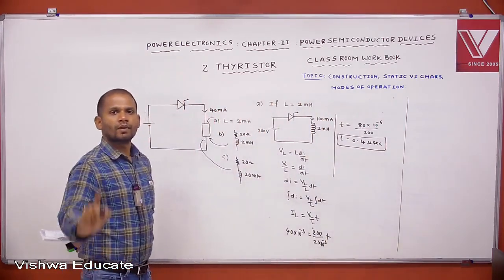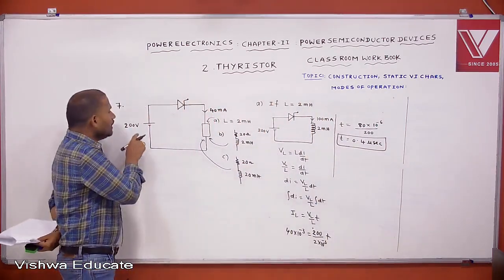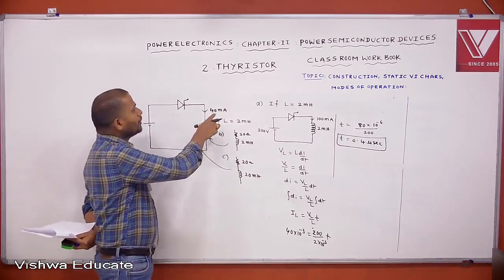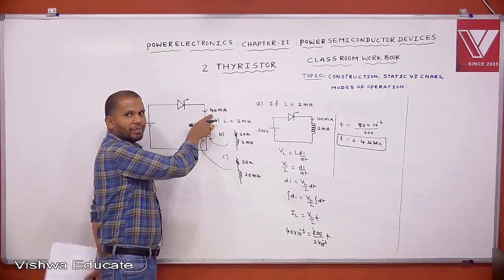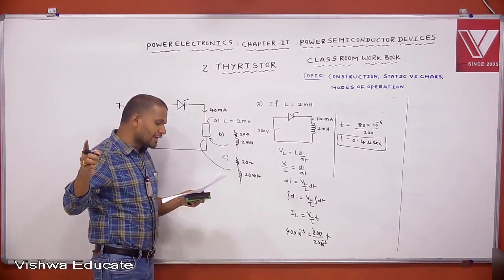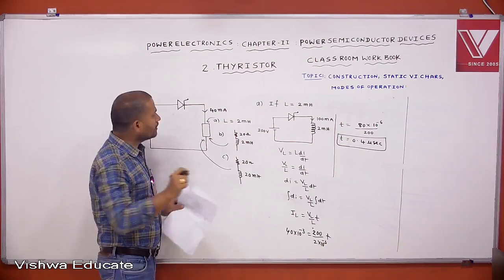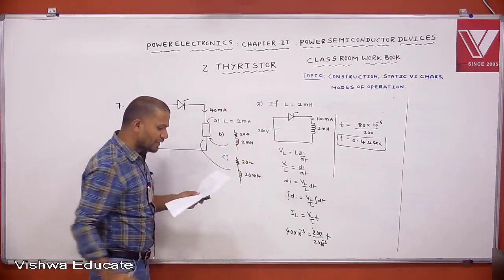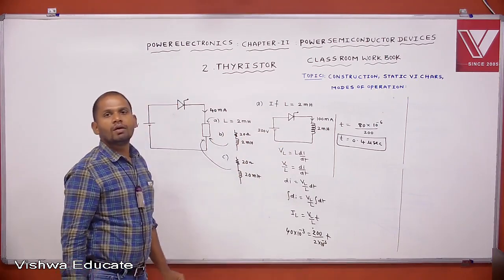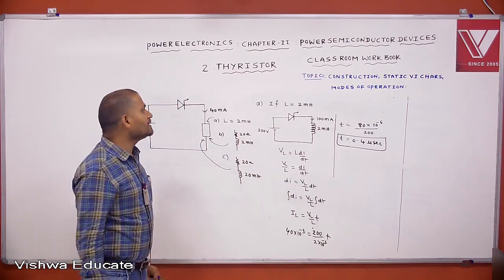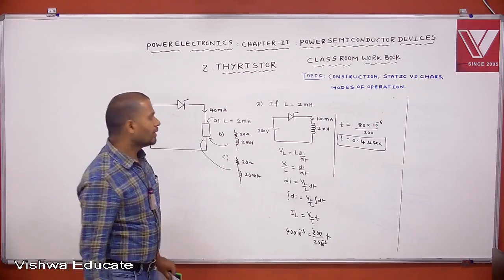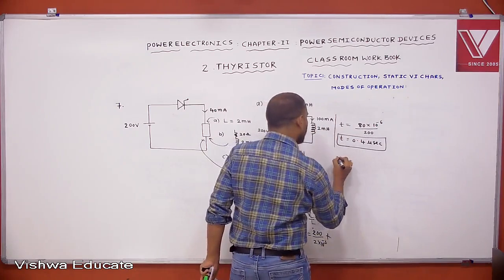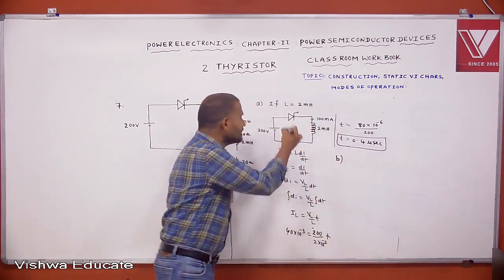Clear? A small change: the given supply voltage is as it is, 200 volts, but you take latching current as 40 milliamperes in the problem. Then with L equal to 2 millihenry, how much minimum gate pulse width is required for reliable turn on? 0.4 microseconds is required. This is the first case. Now concentrate on the second one, B. Is that clear?